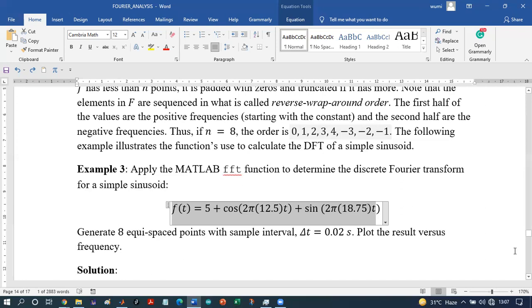4.2929. Then F6, 5. Then the last value, F7. Okay.